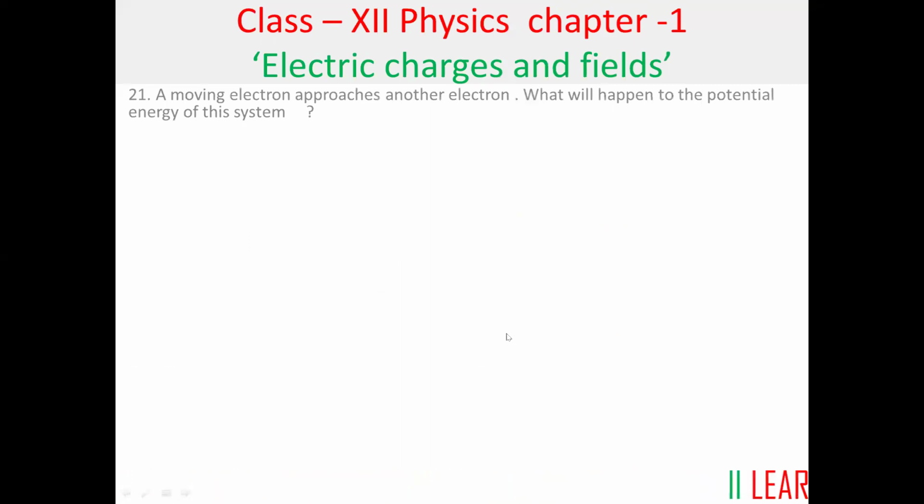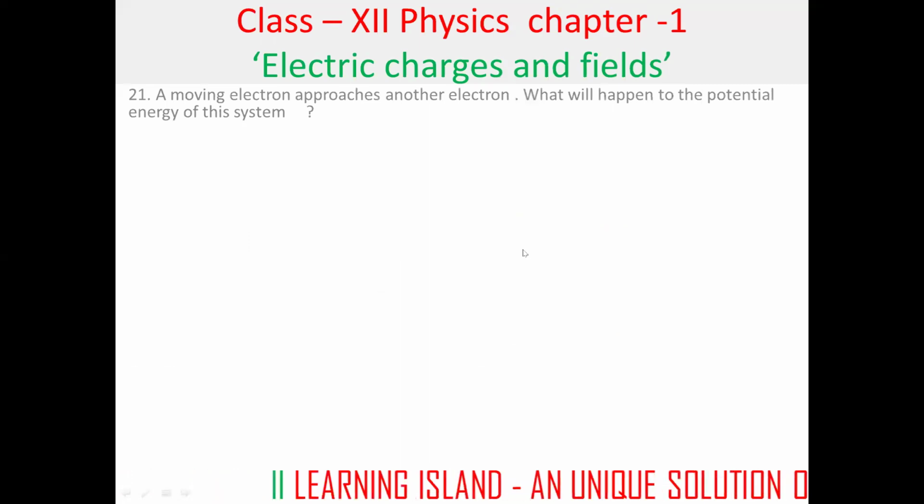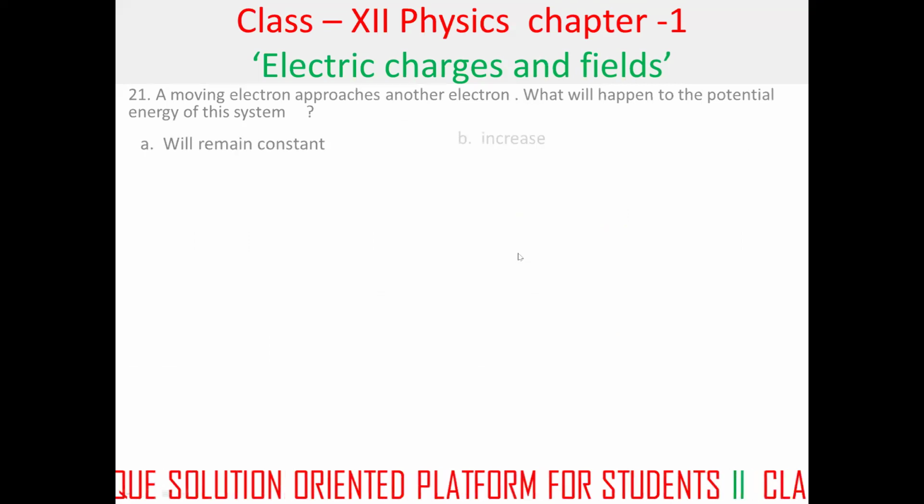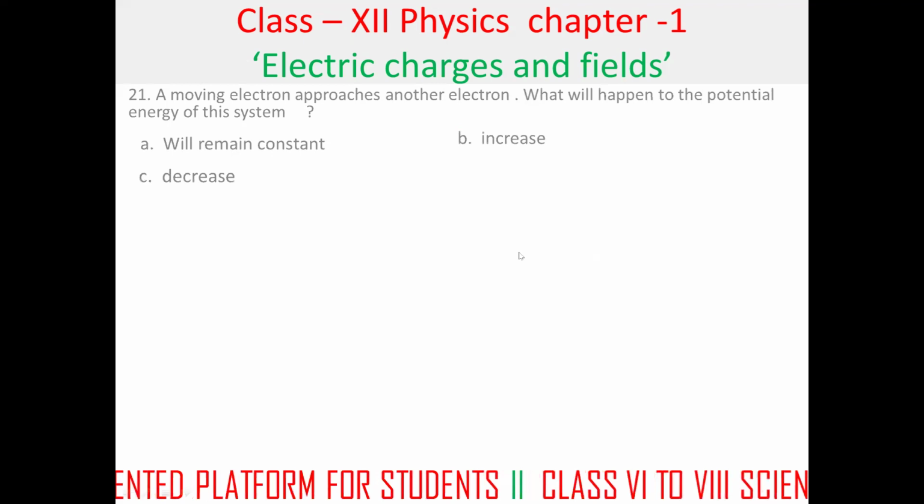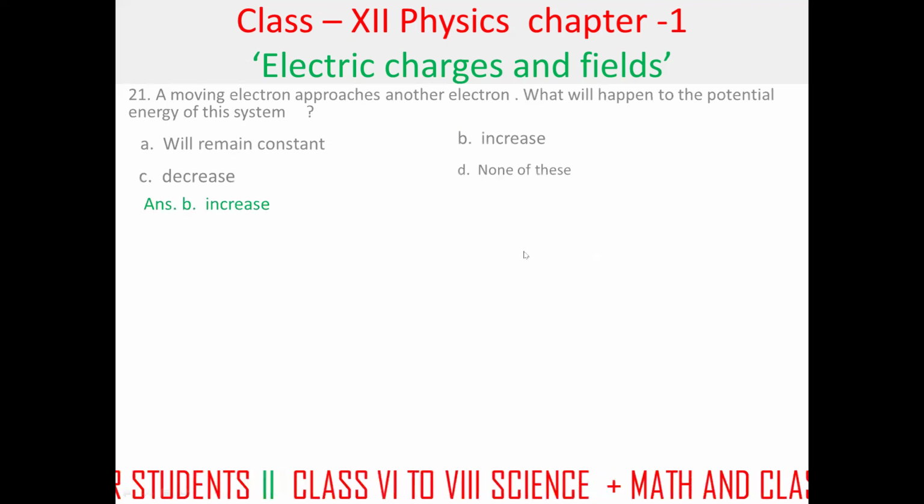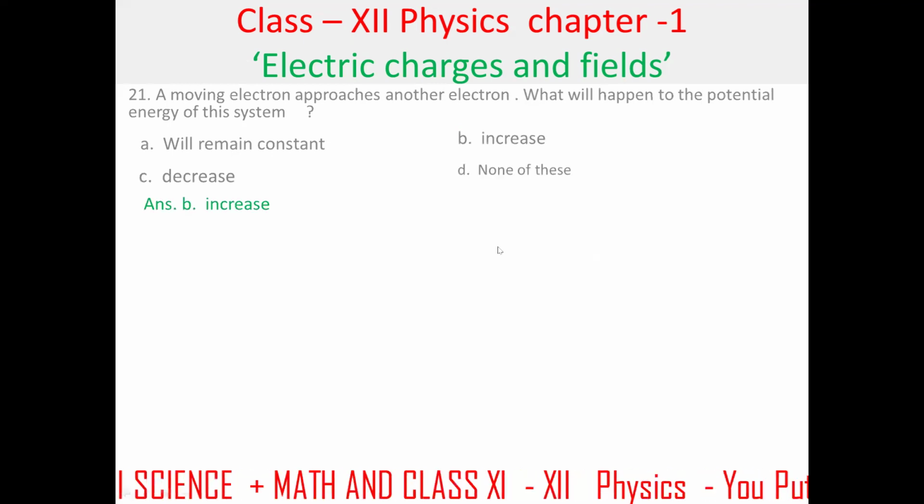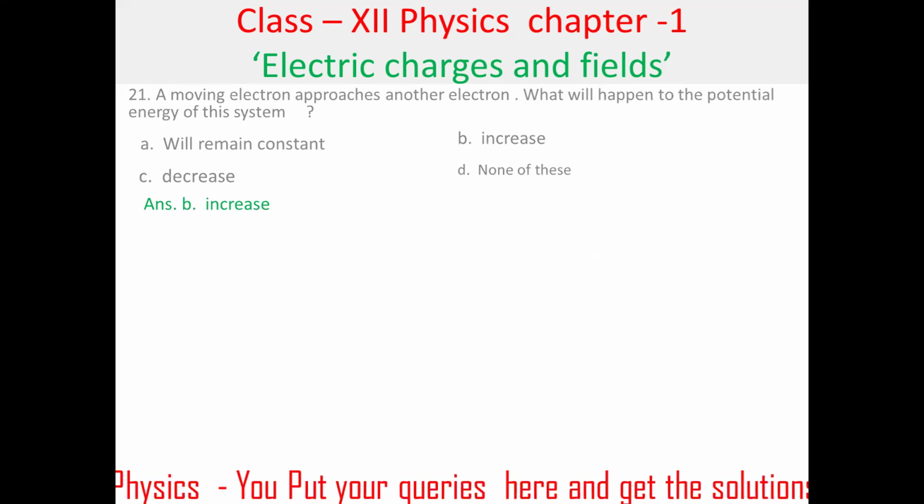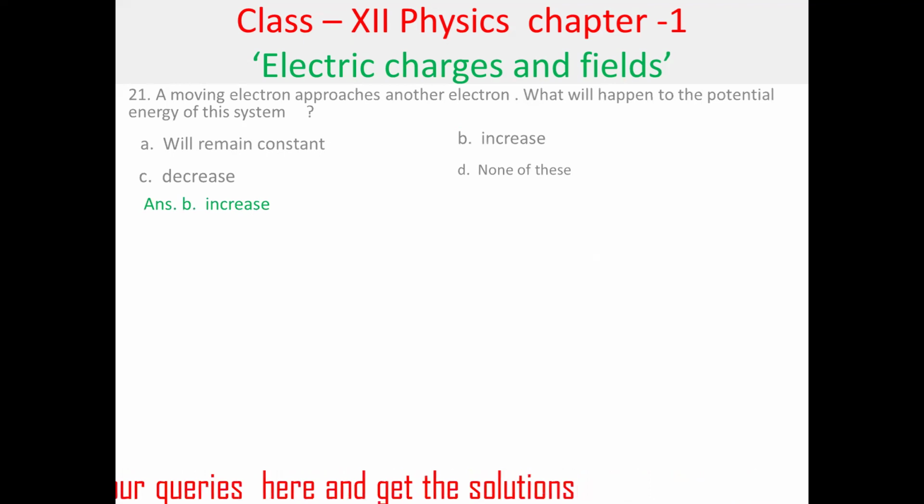Now come to question number 21. A moving electron approaches another electron. What will happen to the potential energy of the system? Will it remain constant, increase, decrease, or none of these? You see, this should increase, because the electrons are approaching each other. So what will happen to the potential energy of this?